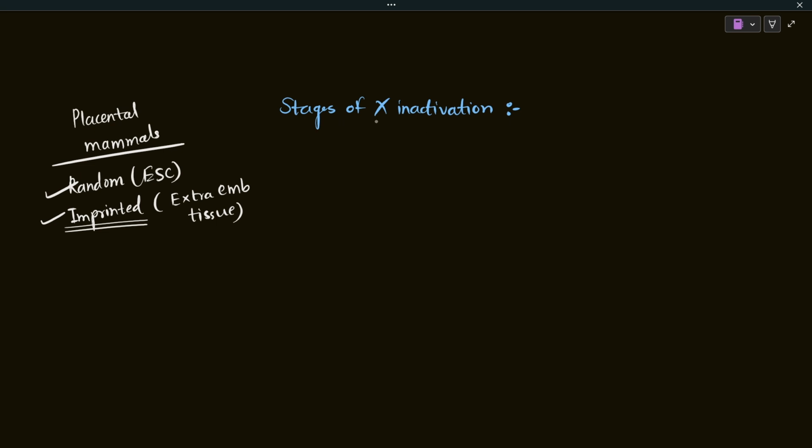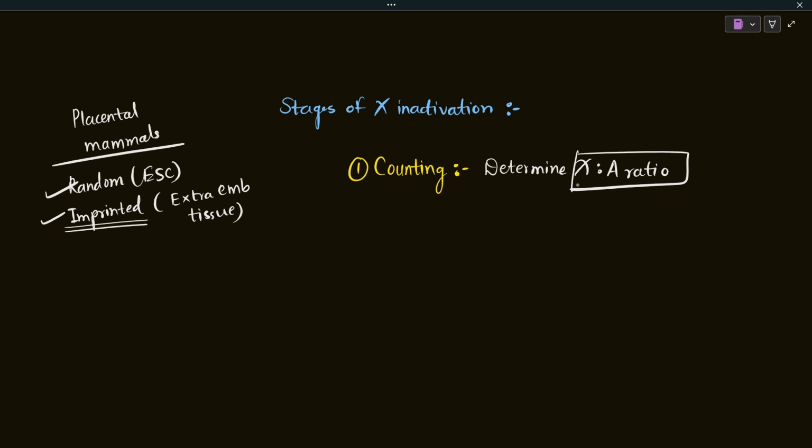Today we are going to take a look at the stages of X chromosome inactivation. So we are going to learn in detail the step-by-step process by which the X chromosome is inactivated. The very first step in the inactivation of the chromosome is counting. First you have to decide whether there is a need for X chromosome inactivation or not. So in the counting we determine the sex chromosome to autosome ratio.